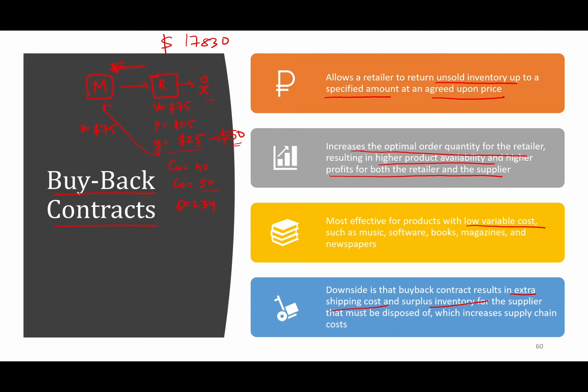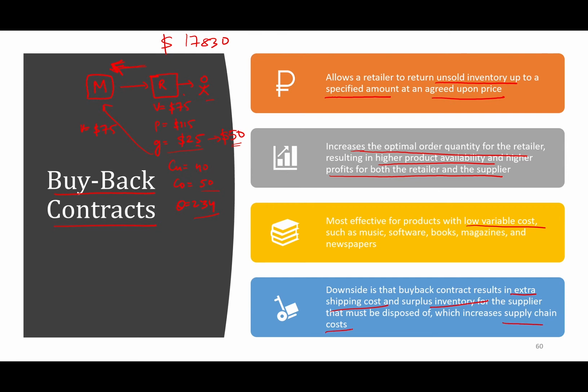And in the first case, the manufacturer or the supplier did not have any excess inventory. Okay, it got that order of 234, it manufactured those 234 and it was done. Its business was finished. But now it also has to do something with all the items that they get back from the retailer because they were not sold. So this increases the overall supply chain costs.